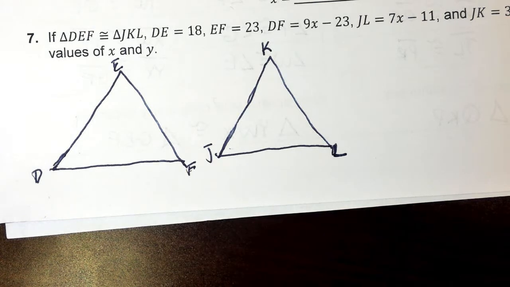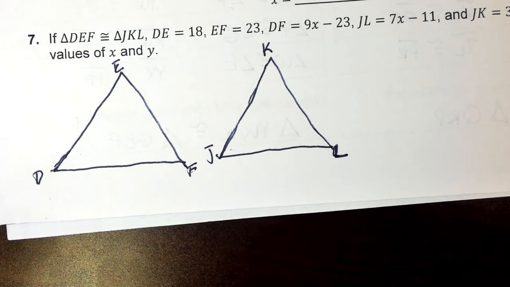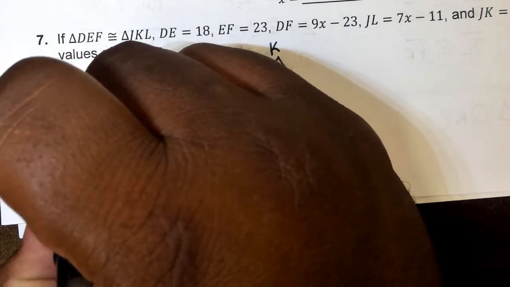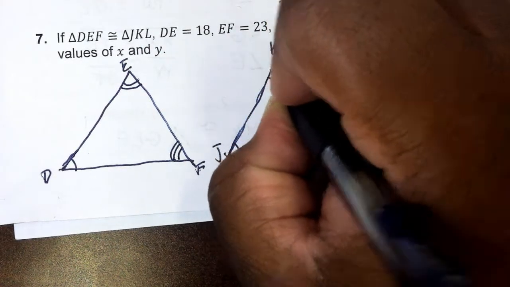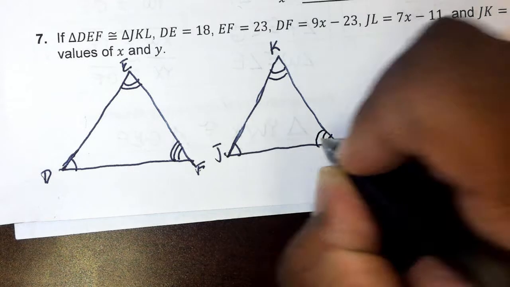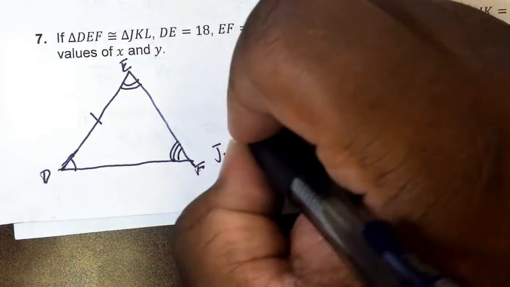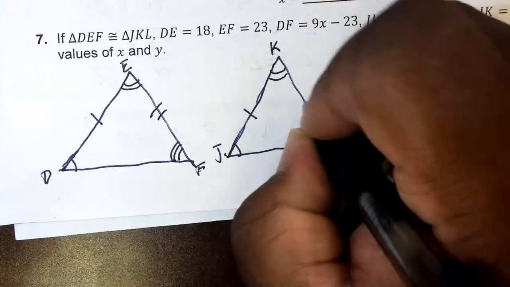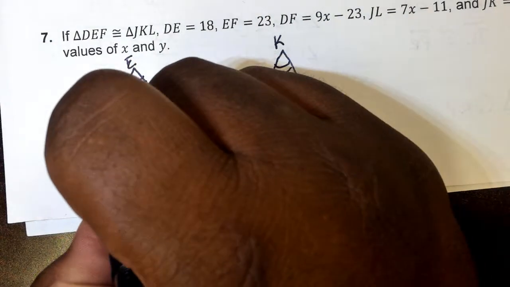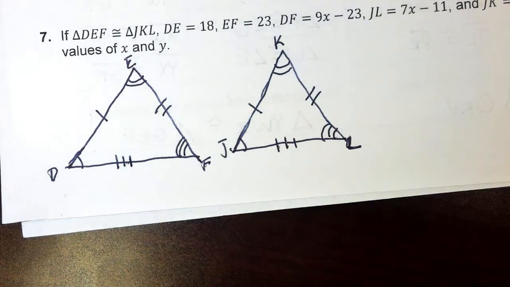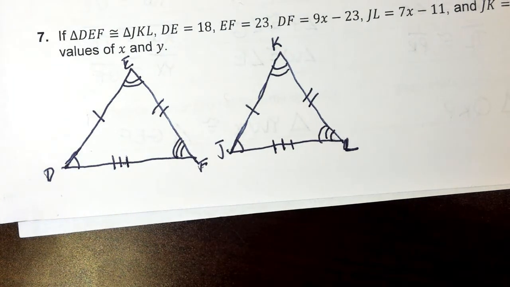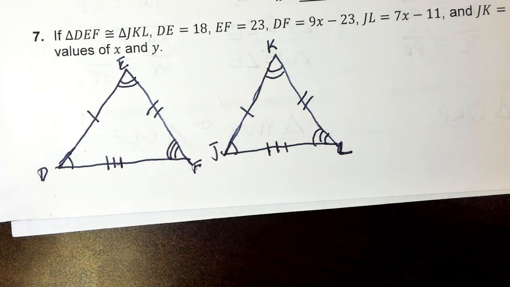And then from there, before I even put any numbers or anything on here, I'm gonna go through and mark my stuff up. Congruent, congruent, congruent. No, DE is congruent to JK. EF would be congruent to KL. And DF would be congruent to JL. I was doing all my congruency markings, so when I label, I know what goes with what.